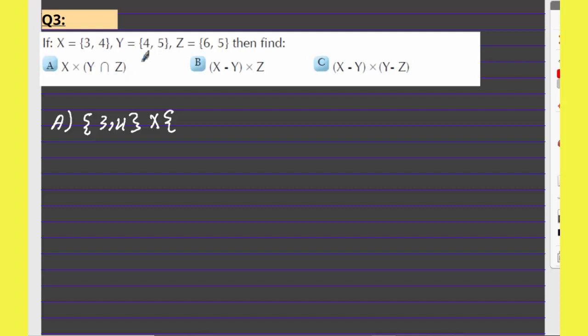Y intersect z. Here, what are the common elements? The common element is only 5. Right? 4, 5 and 6, 5. The common element here is 5. So x multiply y intersect z: we write x multiply 5. We write the Cartesian product. The elements of the Cartesian product are 3 and 5, and also 4 and 5.